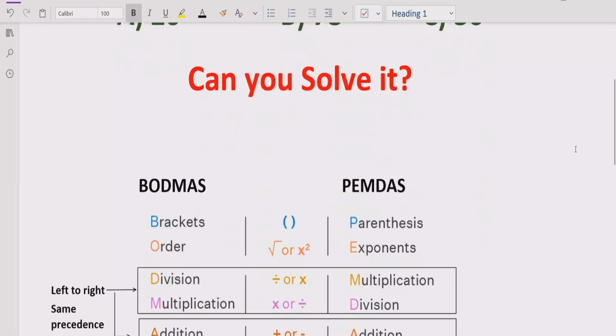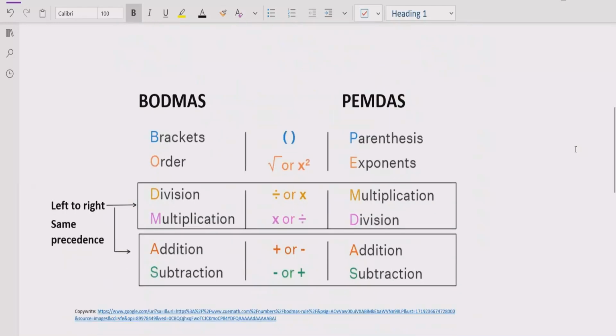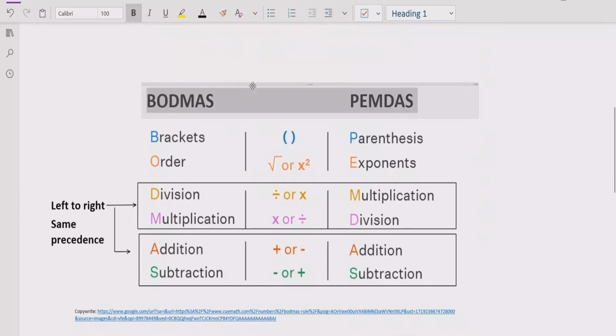Now, let's move towards understanding what the BODMAS and PEMDAS rules are. Basically, as you can see on the screen, there are two rules, BODMAS and PEMDAS. B stands for bracket or P stands for parenthesis, which means that if your expression contains any bracket or parenthesis, you have to solve that part first in your expression.